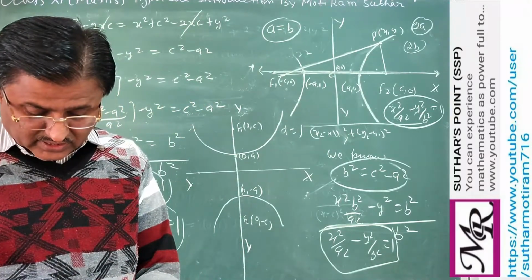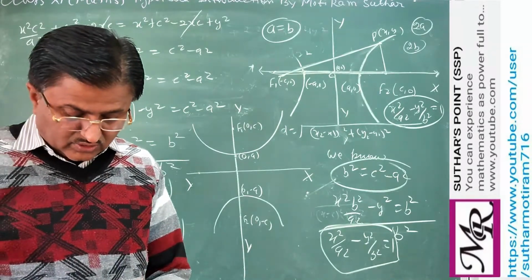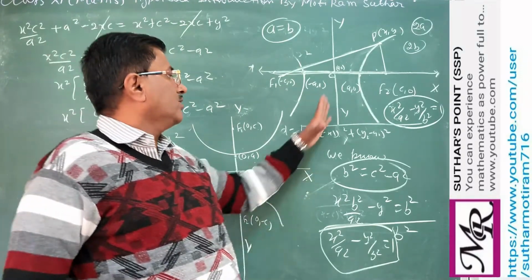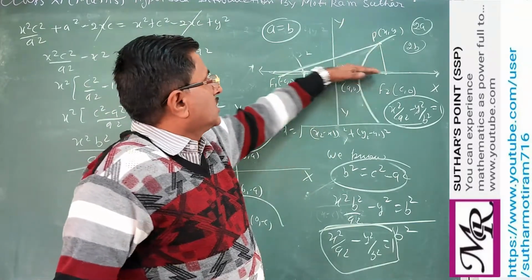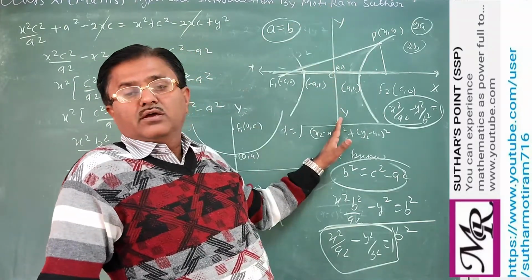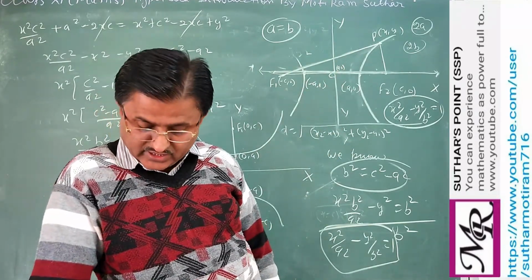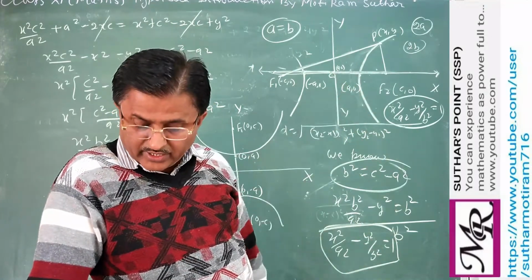Now we can see some rules or properties of the hyperbola. The standard equation of the hyperbola has the transverse and conjugate axes as the coordinate axes. So we are discussing the standard hyperbola whose transverse axis and conjugate axis are the coordinate axes, and the center is at the origin. Center we are taking at the origin.